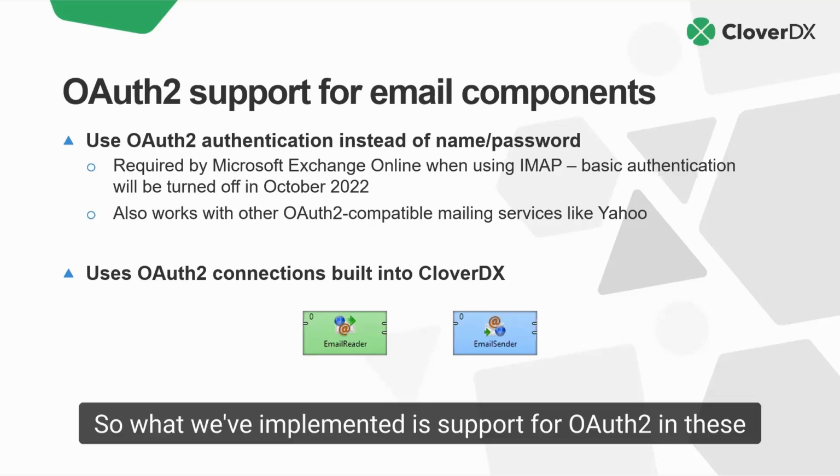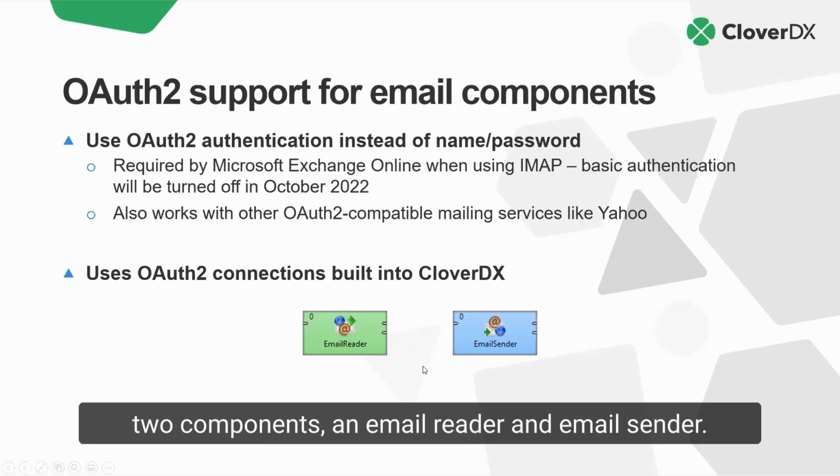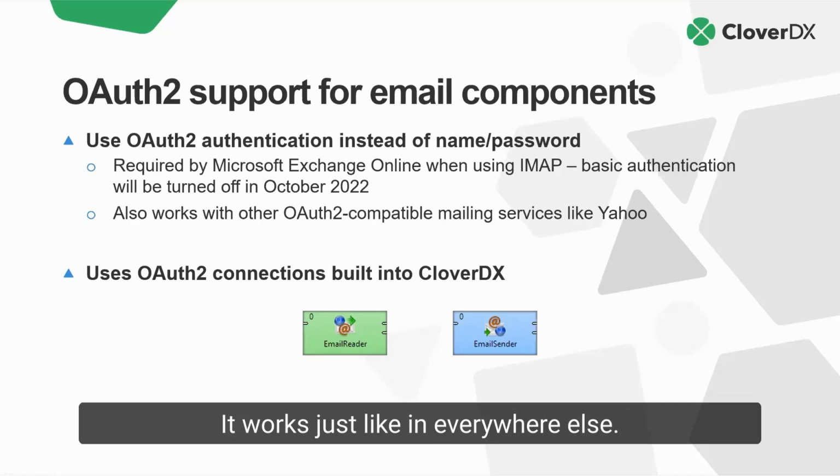So what we've implemented is support for OAuth2 in these two components, the email reader and email sender. It works just like everywhere else. So when you create your OAuth2 connection in your job, you'll be able to put it into the property in one of these components. Nothing else changes. So whatever you do with your email, it will work exactly the same.